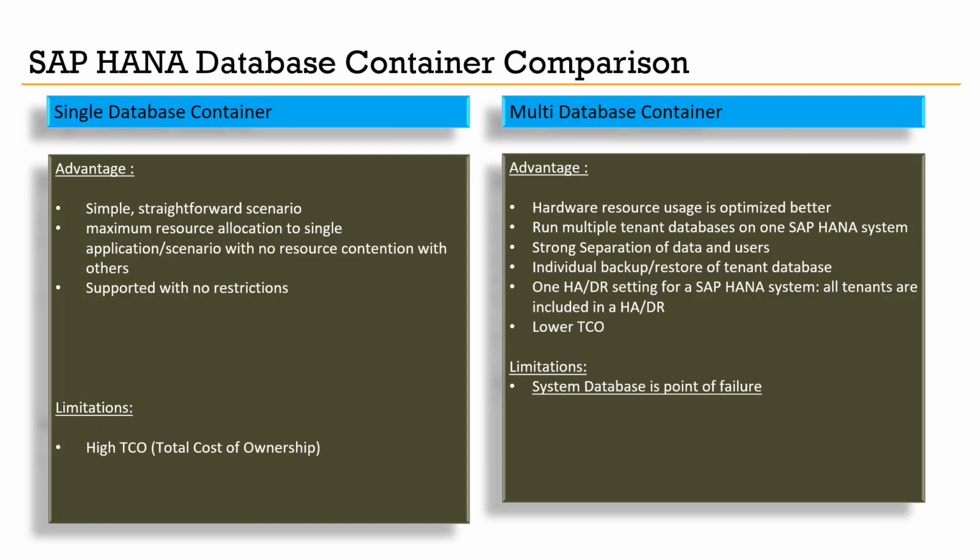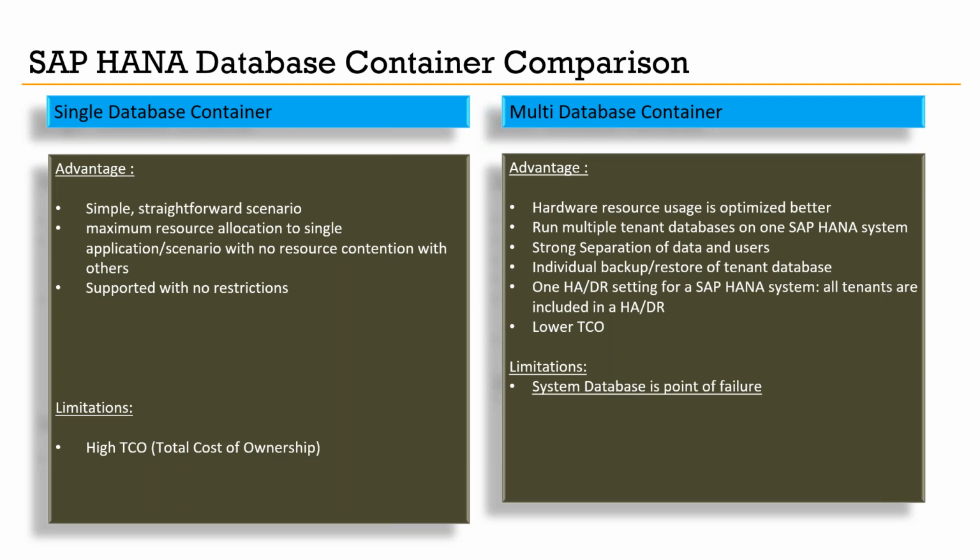What is the difference between single container and multiple containers? This is an interview question, so you can explain it this way. A single container is a straightforward scenario with maximum resource allocation to a single application. Single application means a single database. You have one hardware, and in that you have one HANA database, one application. It is supported with no restrictions. The limitation is total cost of ownership.